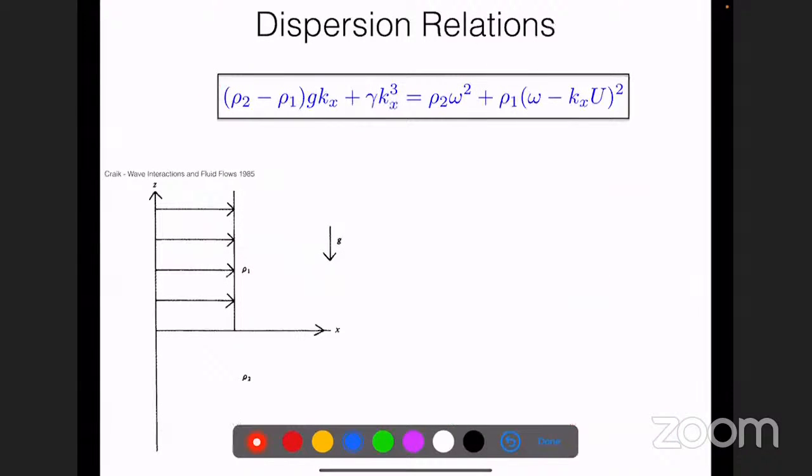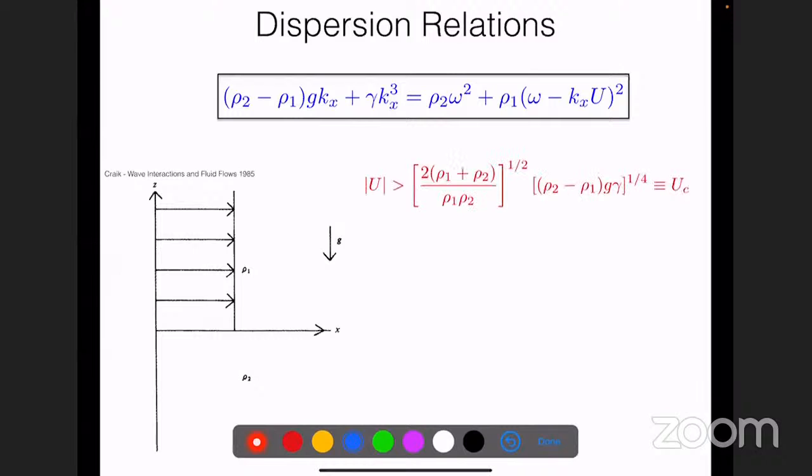The last part, this is our dispersion relation as a function of all the parameters. So we go back to where we started from. We had a top layer which is moving with a velocity u, two liquids having different density, and there is surface tension.